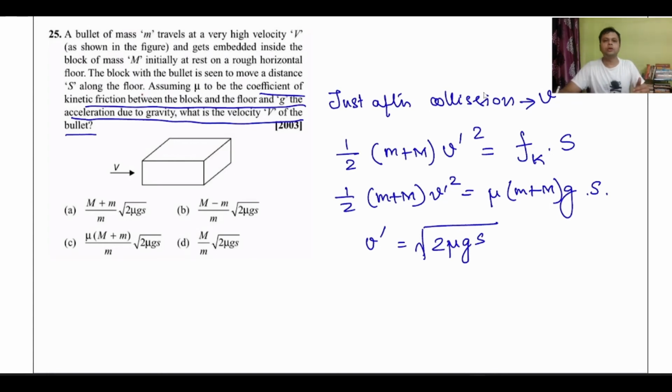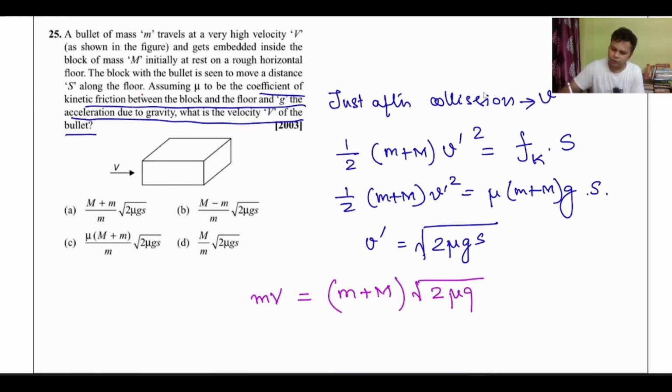So now using conservation of momentum, we can find out the velocity of the bullet initially. Initially the block was stationary, so only the bullet was moving. So initial momentum is m v, equal to final momentum. So what is the final momentum? Final momentum can be given as small m plus capital M, because it's a combined bullet plus block mass, into velocity, that is equal to root 2 mu g s.